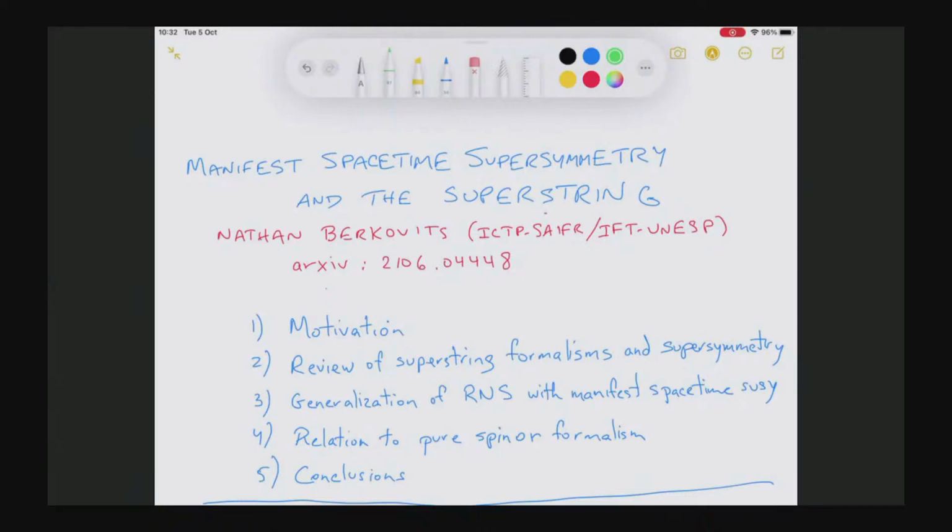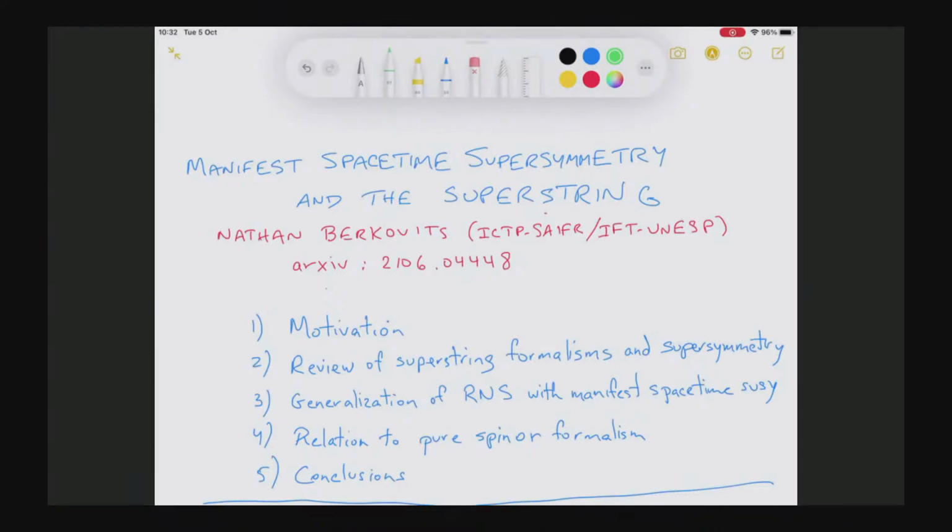Of course, the Ramond-Neveu-Schwarz formalism is much better understood, but space-time supersymmetry is not manifest, so it has some problems. And the pure spinor formalism, at least computationally, is much more efficient. People have computed up to 3-loop superstring computations using the formalism. But there are still some mysteries, and some subtleties in the multi-loop formalism. Hopefully, by understanding the relation better between the two formalisms, that will be useful for trying to understand these subtleties better.